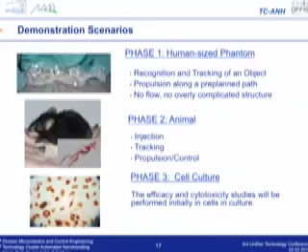Yeah, and something on the demonstration scenarios which we're going to work on. First of all, we want to try it in human-sized phantoms, to recognize and track the ferromagnetic particles. Then propulsion along a pre-planned path. In a second phase, we want to do that in an animal, just to verify that it's possible and doable. And in a phase 3, we will first evaluate the toxicity in cell cultures, not in animals, not in any living being, so that we can be sure that it works in the way that we want it to.